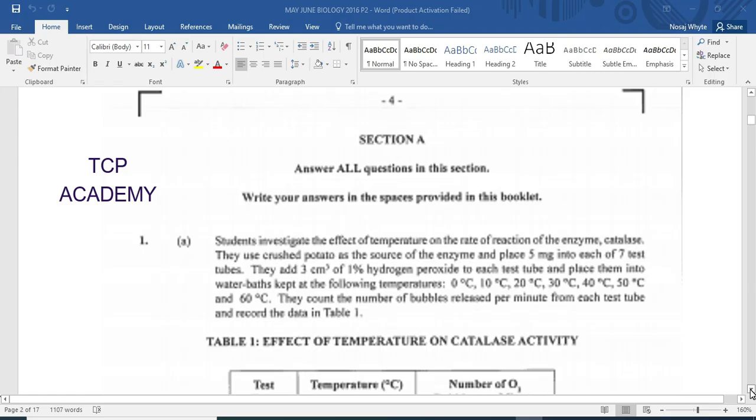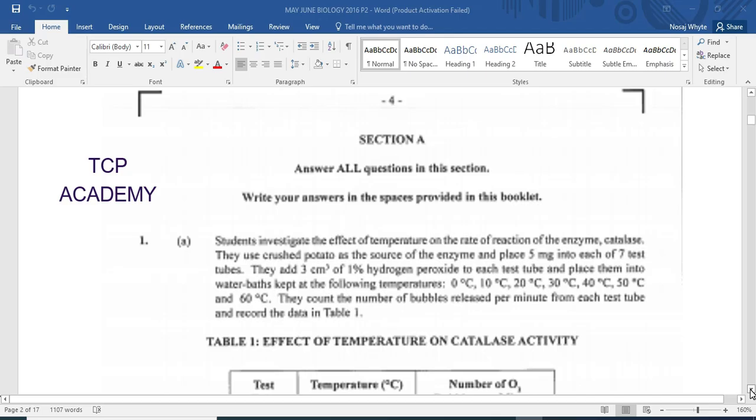It comes from section A of your paper. It says, answer all questions in this section. Write your answers in the space provided in this booklet. 1A. So this is section A of question number 1. It says students investigate the effect of temperature on the rate of reaction of the enzyme catalase. Now here you'll realize that in the first sentence you can find the aim for this experiment.